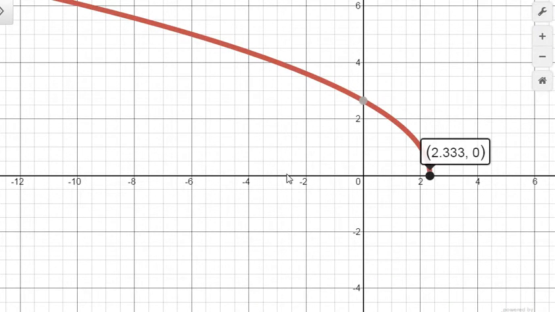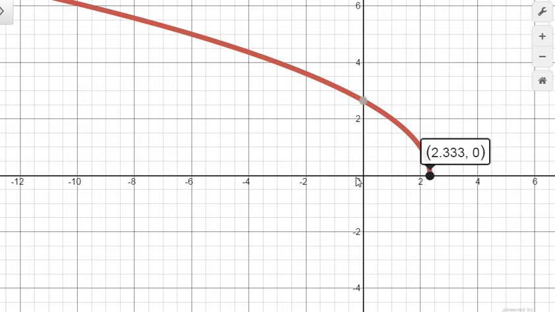Now, how about in the other direction? We know something about the x-coordinates. How about something in the y-coordinates? Well, the y-coordinates, we're not talking about the domain anymore. What would we be talking about? The range. Where do the y-coordinates start? What's the lowest that they go?